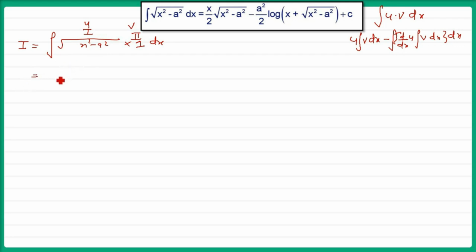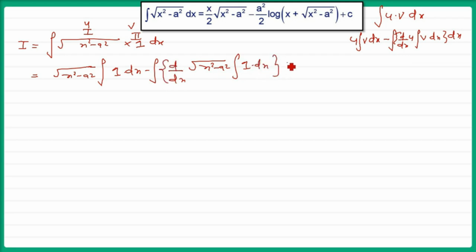So I'm applying this formula now. Under root x square minus a square, then we have integration of 1 dx, minus integration of d by dx of under root x square minus a square, and then integration of 1 into dx, and then after this we will have the final integration. So 1 into dx will give you x, and then under root x square minus a square is unchanged. Now I'll just combine it with d by dx of under root x square minus a square. So remember, 1 dx is x.